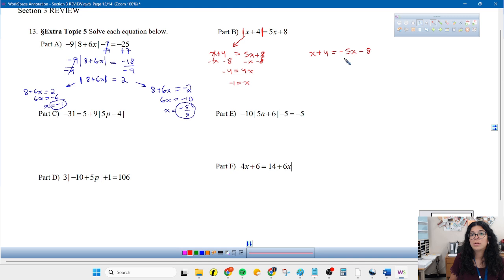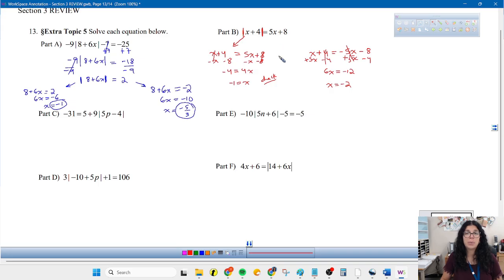On the one on the right, I can add 5x on both sides, and subtract 4. So I get 6x is equal to negative 12. Divide by 6, x equals negative 2. Now, when we have our absolute value equal to an expression like this, we need to check and make sure that the solution actually works out. You only have to do this when it's equal to an expression. So the question is, is the absolute value of negative 1 plus 4 equal to 5 times negative 1 plus 8?